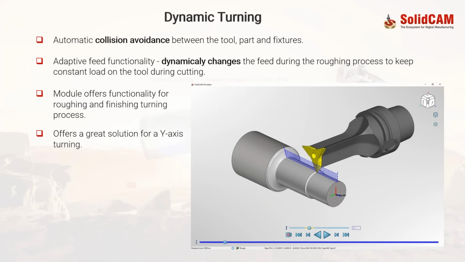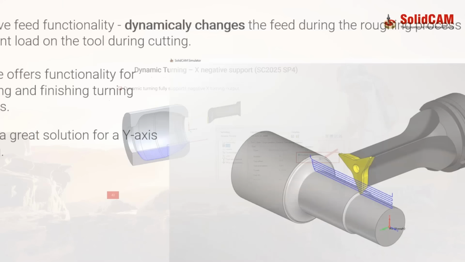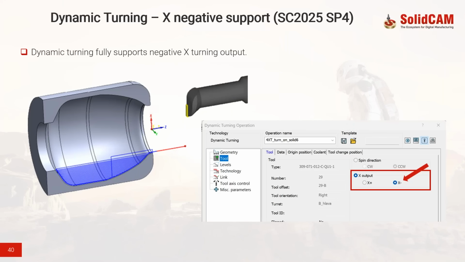Great. But what are also the changes that we added explicitly in the 2025 SP4 release is that we added X negative output. So the toolpath over here, as you can see, doesn't have to be only in the positive X, but due to orientation of the tool, you can also use the output of X negative.